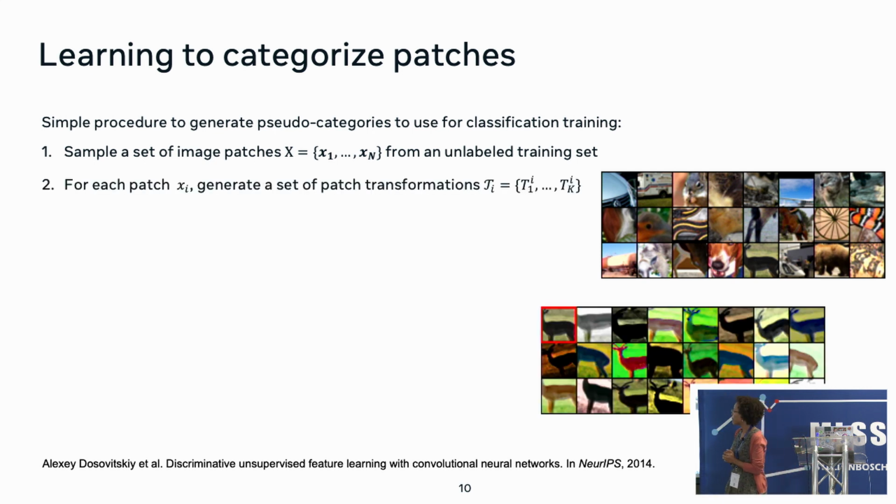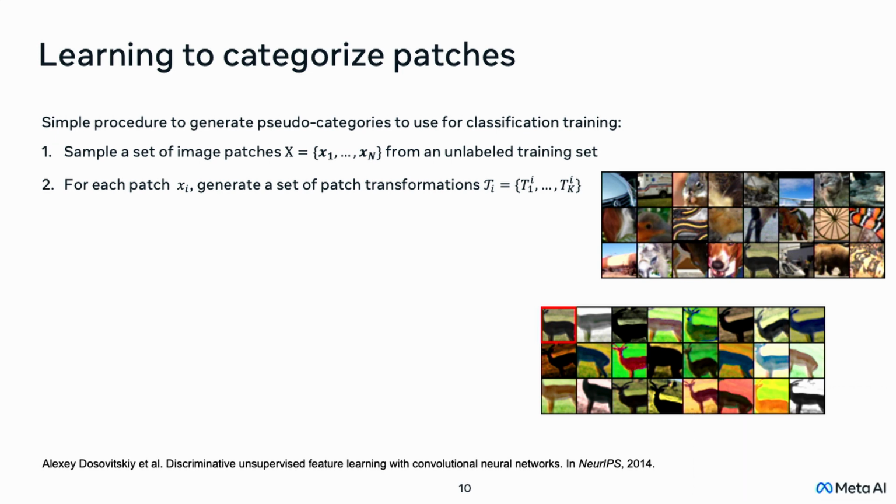And then once we have these patches, for each patch, we're going to take one of them, and then we're going to generate a set of transformations of that patch, right? So, let's say, for example, you can have potentially an infinite number of transformations. You're going to sample some of them, k different transformations, and you're going to apply them to this patch that you selected.